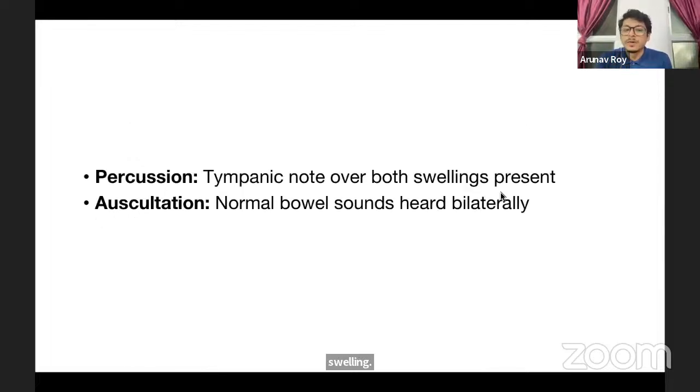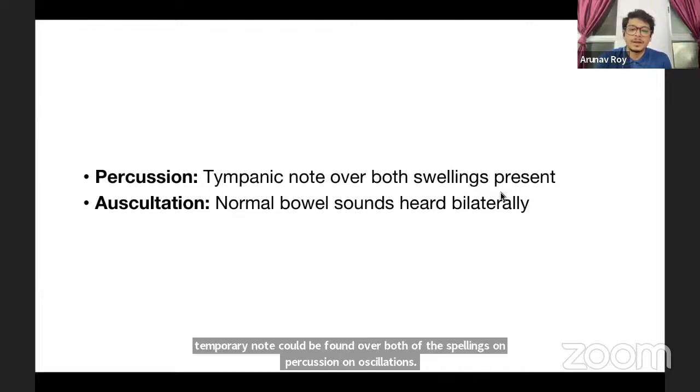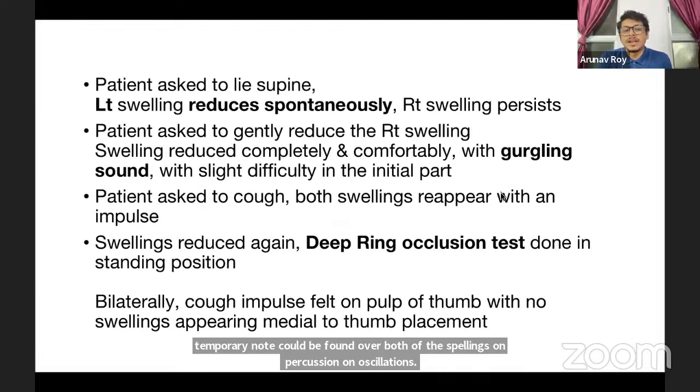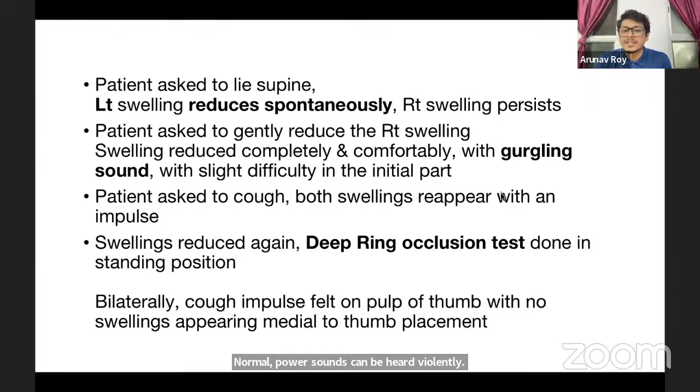A tympanic note could be found over both of the swellings on percussion. On auscultation, normal bowel sounds could be heard bilaterally. The patient is then asked to lie supine. The left-sided swelling reduces spontaneously, whereas the right-sided swelling persists.